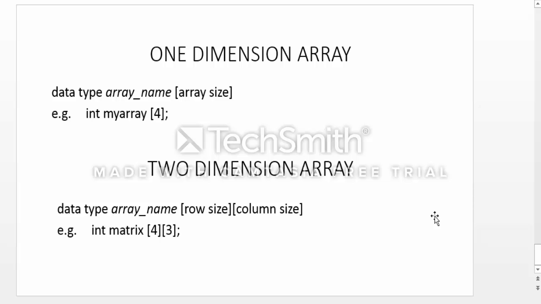For a one-dimensional array, to declare it in the first place, you have to use the data type followed by the array name and the size of the array in square brackets. For a two-dimensional array, you have to declare it by using the data type followed by the array name, then the row size and column size in square brackets.